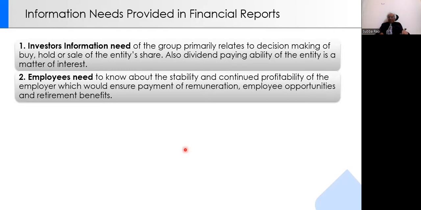What are my future career prospects? What is the stability? Will the company continue to make profit? And will there be any increase in my remuneration? Then retirement benefits, pension, etc. So employees should know all these things. In certain companies, they make provision for gratuity and for retirement benefits. If they don't earn profit every year, they will not be able to make any provision for, let us say, pension, gratuity, or provident fund, as the case may be. So employees are also equally interested in knowing all this information.